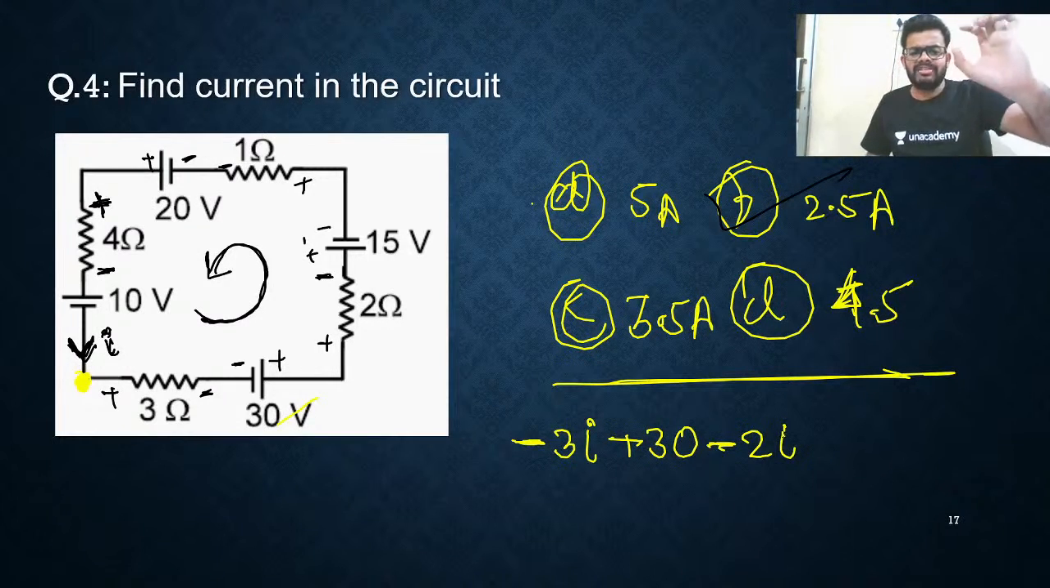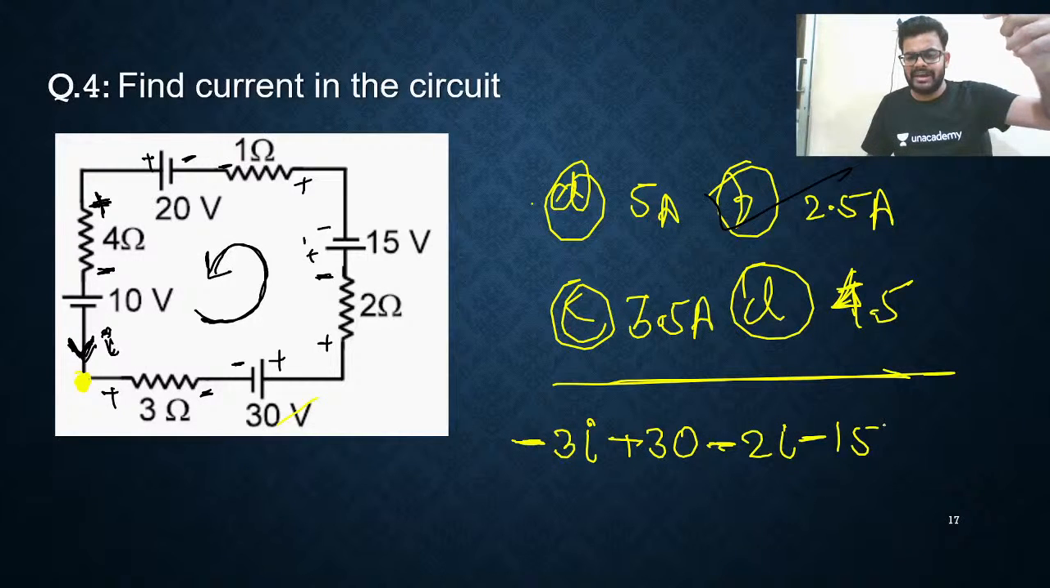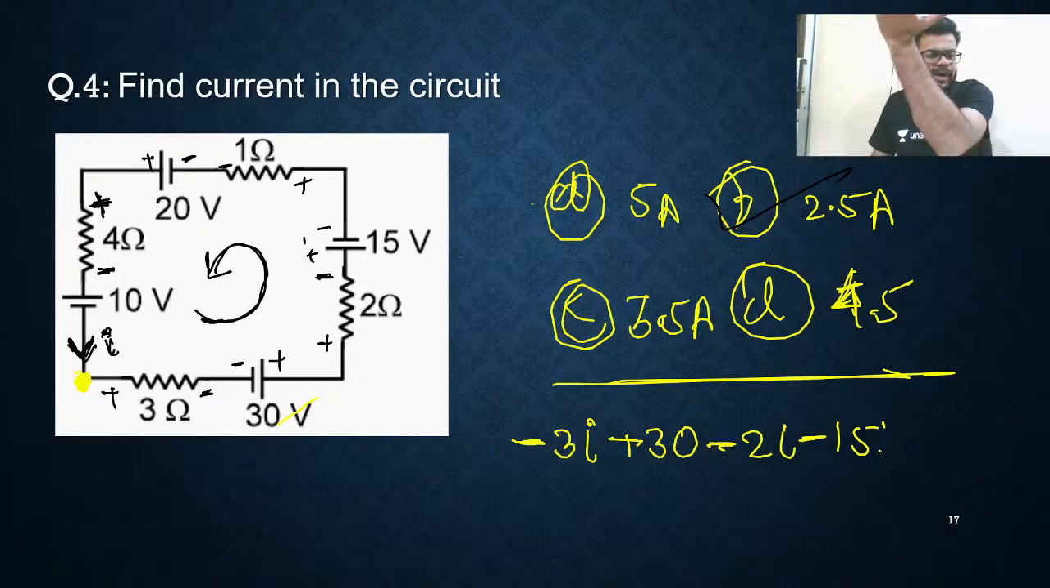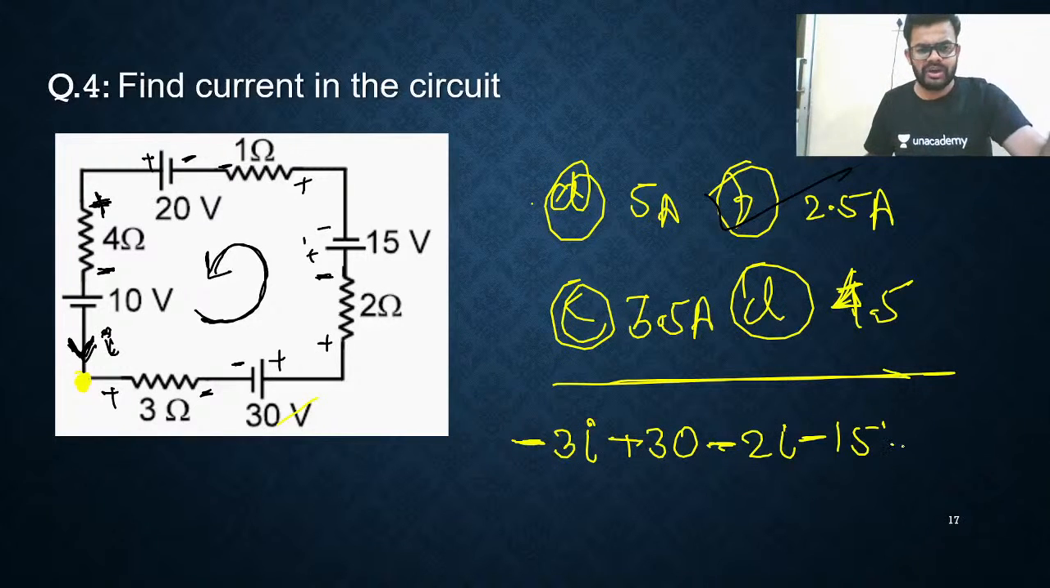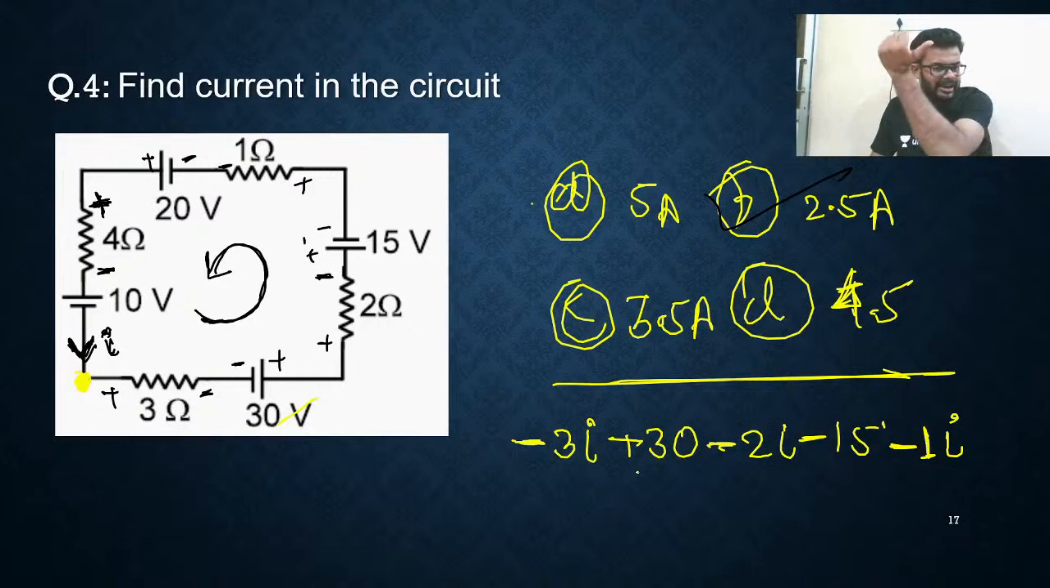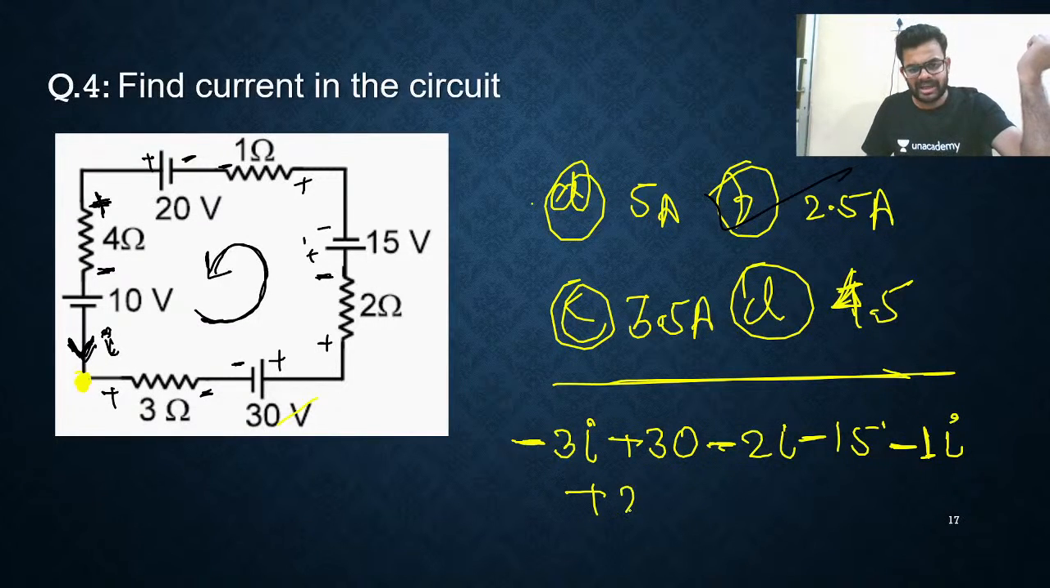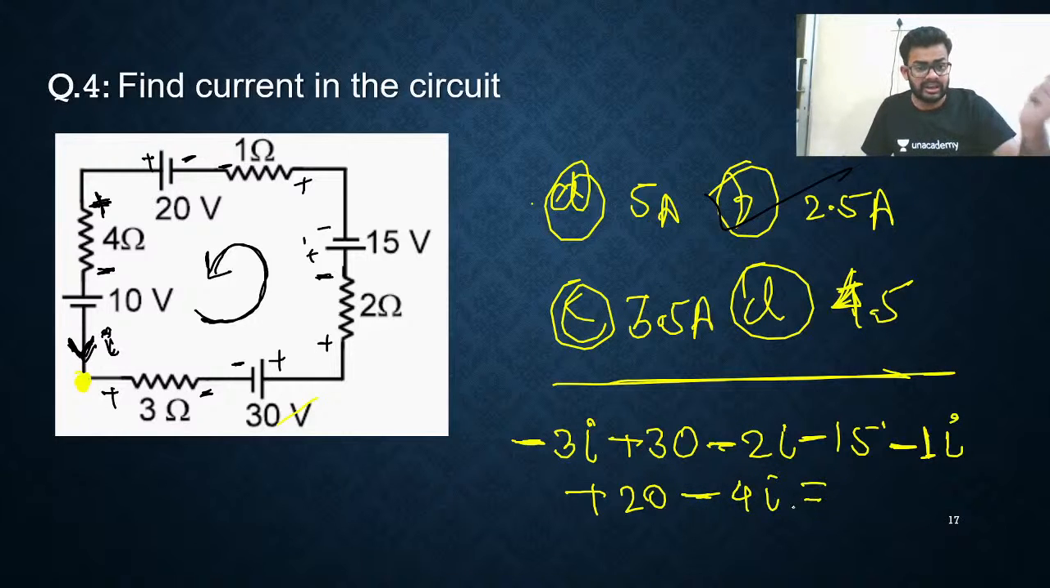Come here, plus minus 15 volt you will write. Okay. Next, come to 1 ohm resistance. So entering from plus and coming out of negative. So you'll write minus 1 and minus 1 into I. Next, come here. So entering from minus, coming out of positive. So plus 20. Then minus 4I is equals to, yeah, 10 is remaining.